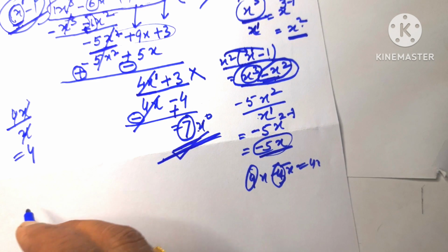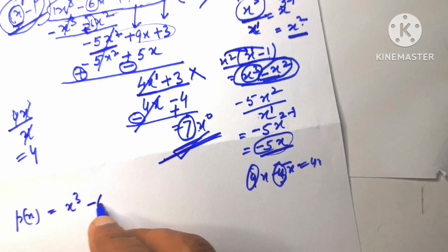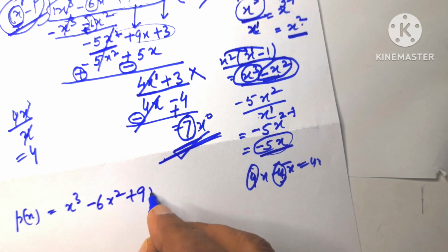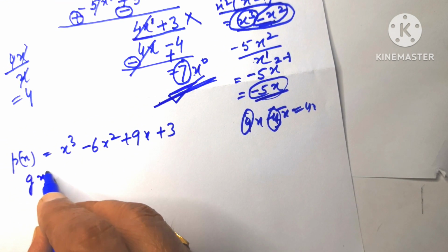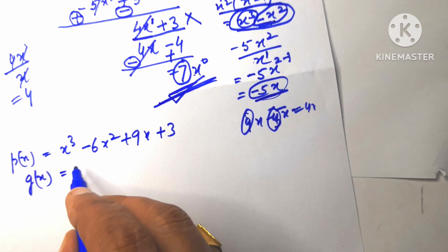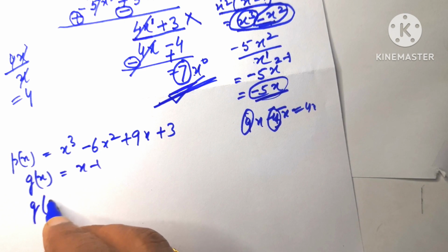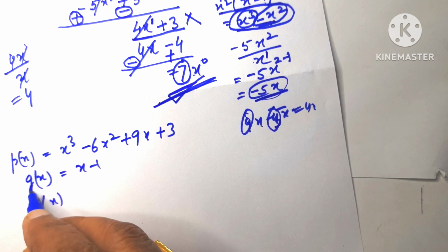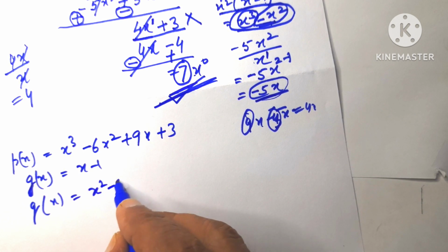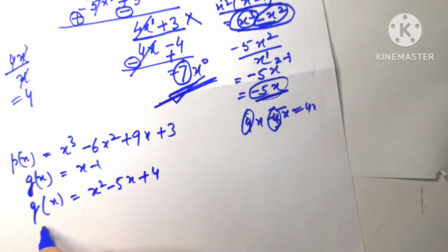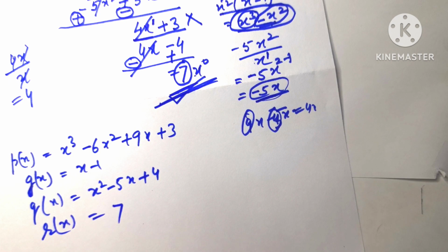So we can write Px as x cube minus 6x square plus 9x plus 3, and the divisor we can write as Gx, which is equal to x minus 1, and Qx, the quotient, is x square minus 5x plus 4, and the remainder Rx is equal to 7.